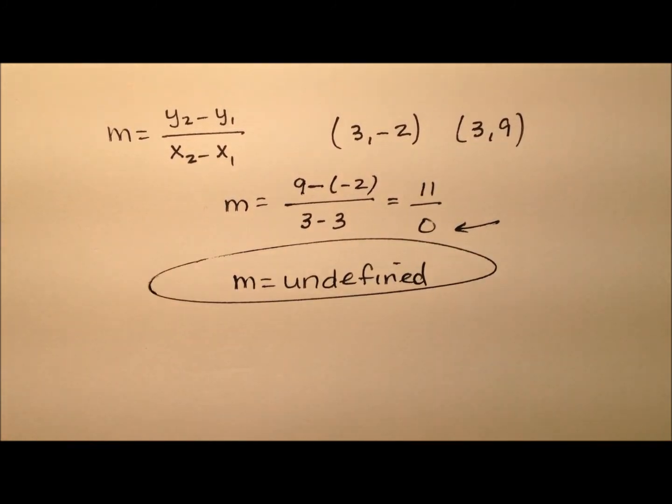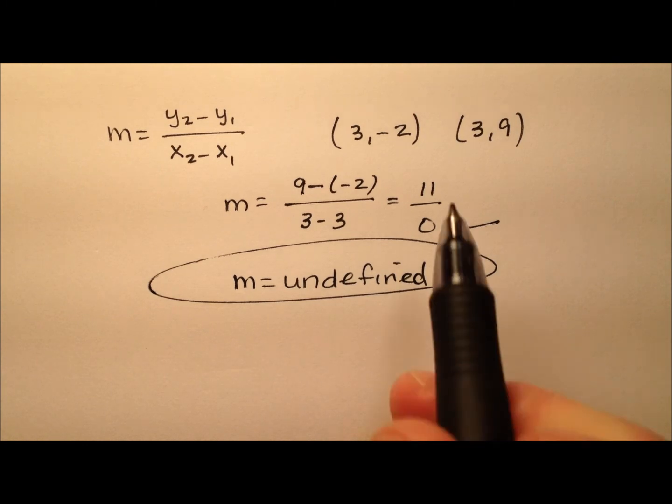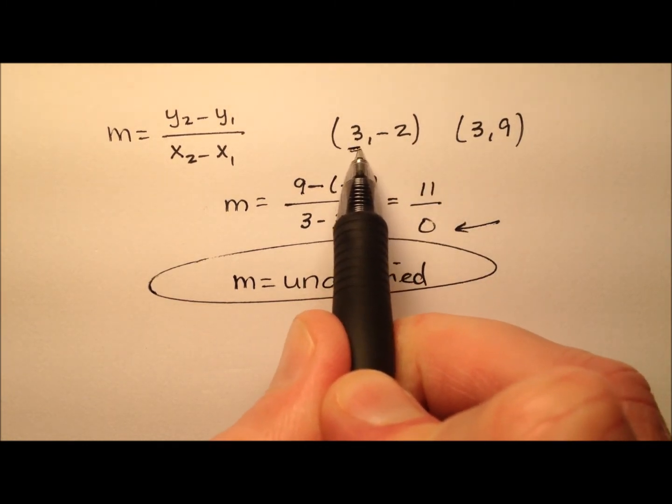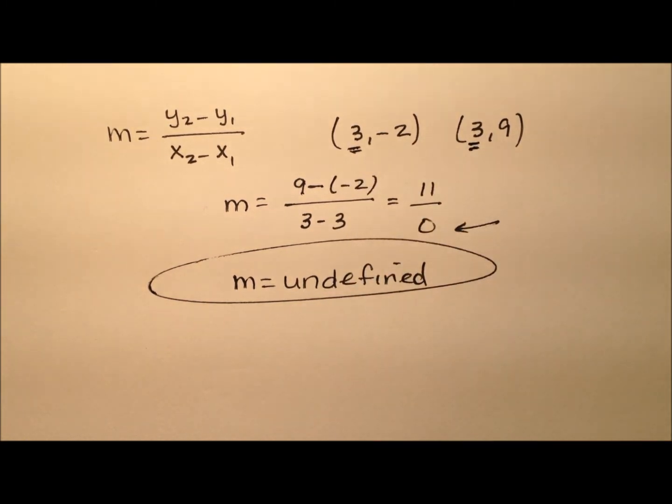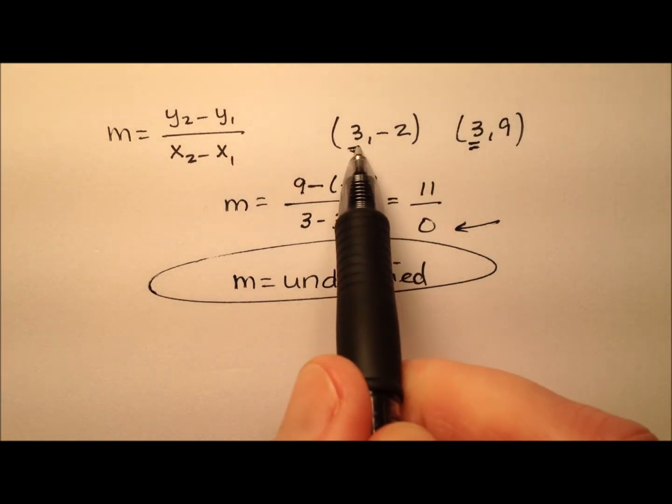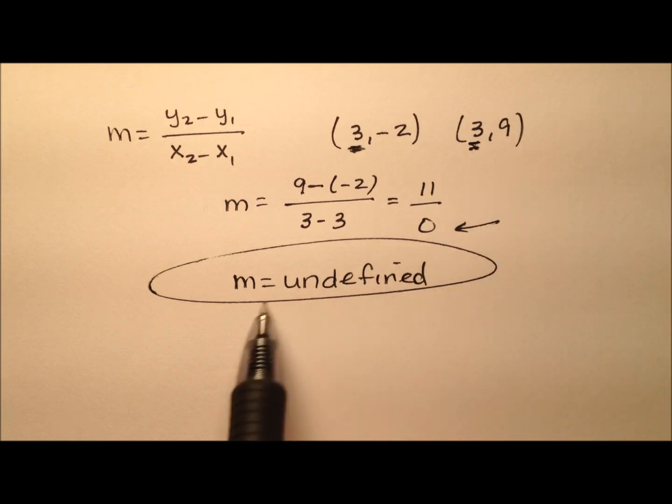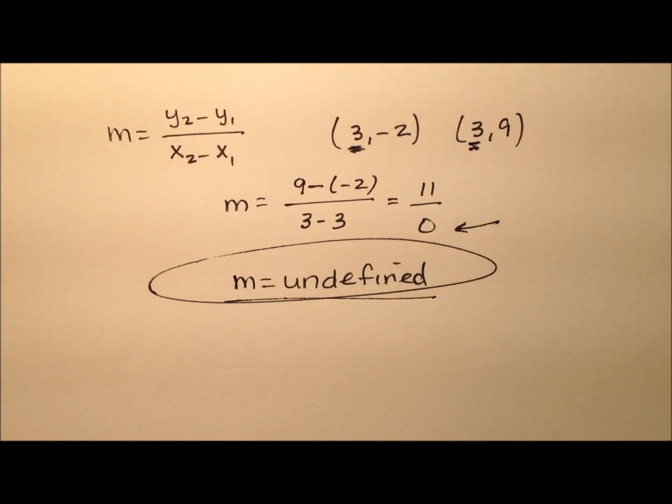Okay? Well, what kind of a line has an undefined slope? Well, a vertical line has an undefined slope. But what we notice immediately here is that our x values were the same, weren't they? So anytime our x values are the same, we know that our slope is going to be undefined. And again, it's because it created a vertical line. So let's go ahead and look at that graph.